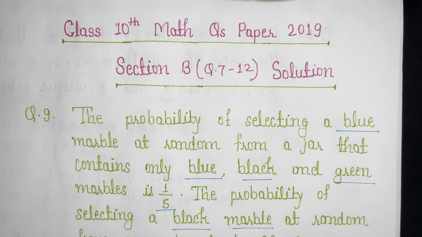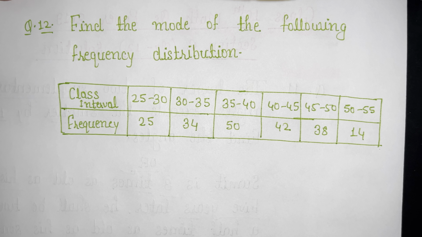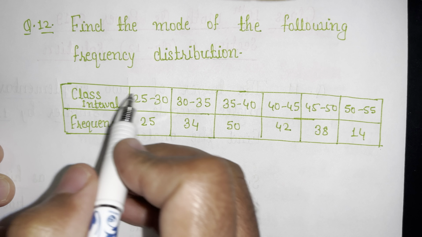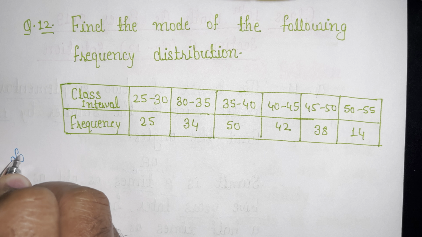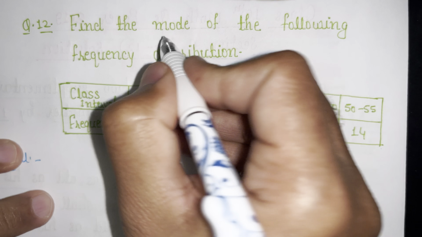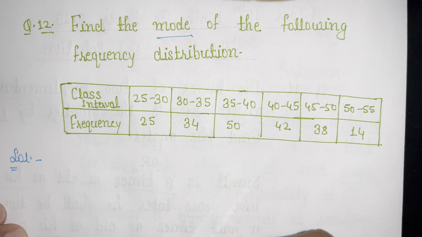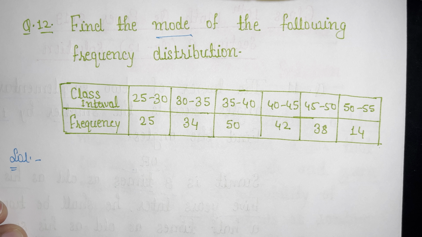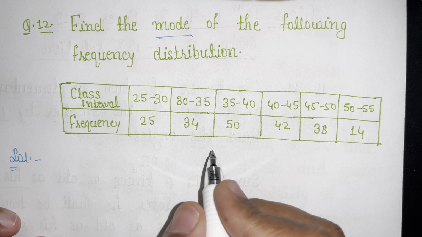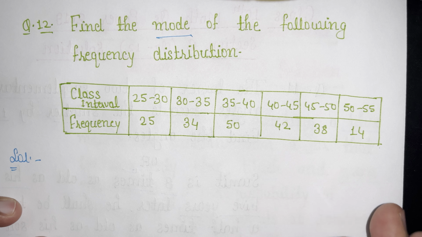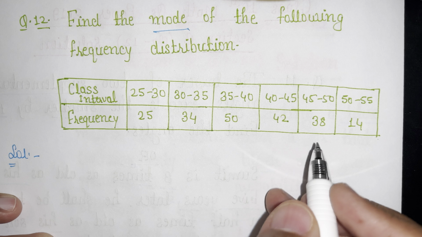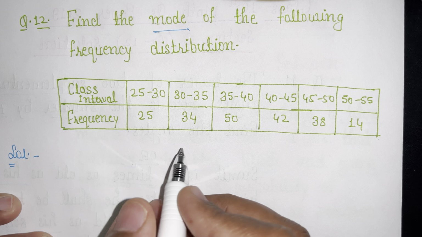Moving to the last question of section B, question number 12. It is from statistics. You have to find the mode of the following frequency that is given here. This is completely based on the formula. However, you may find it a little complex, but when I explain it, you will find it pretty easy.